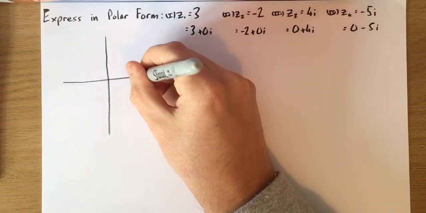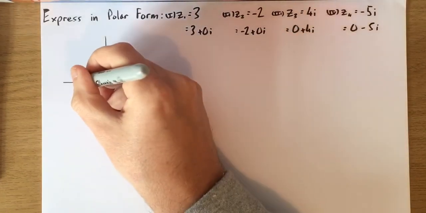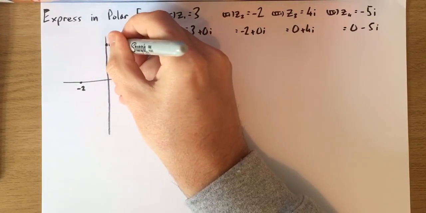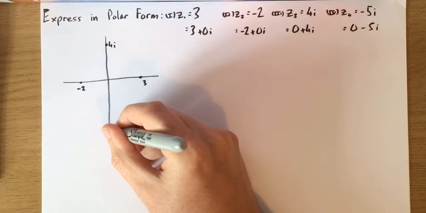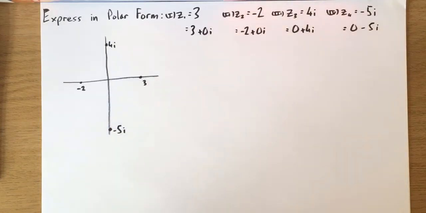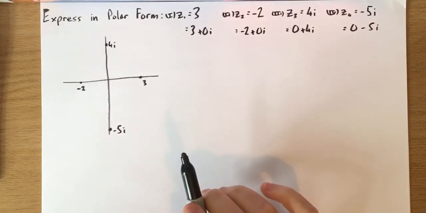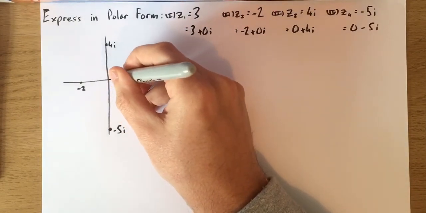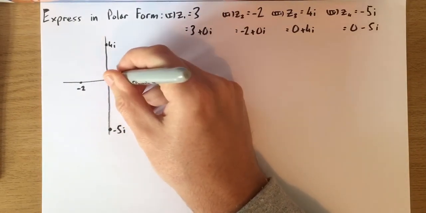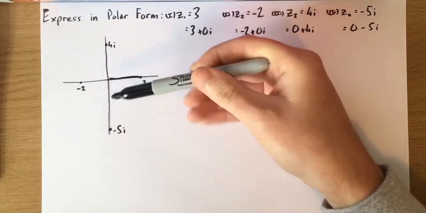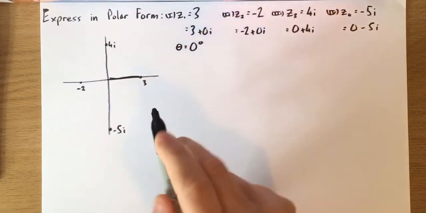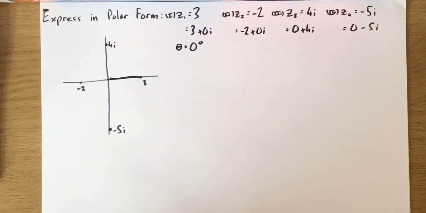So 3, go over here, -2, over here, 4i, up here, -5i, down here. Okay, we'll go into the modulus in a second. I'm just going to look at the angles for each first, the arguments for each. Okay, so remember, we measure these angles, these arguments from here, from this line. So for 3, you're not actually moving off that line, so the argument will be 0 degrees. Okay, so for a positive real number, your argument is just 0.